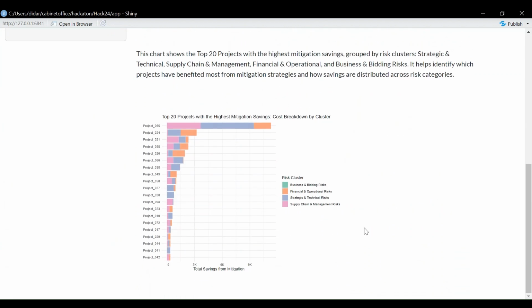Then we also wanted to look at whether, in a project, we have a lot of risks, but that might not necessarily translate into a lot of costs. So here we're looking at the top 20 projects where we can save the most by addressing the different risks we have. And here it is color coded by the 4 different clusters of risks that we identified in the data set. So you can see project 605 is the one where we can have the most savings if we address the risks.